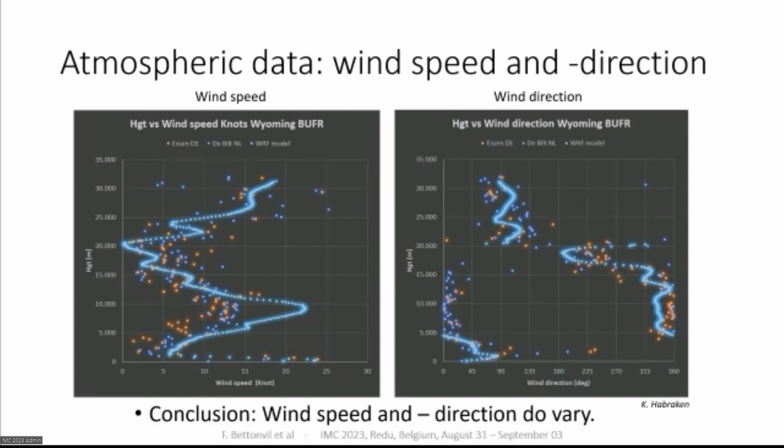So you see the dots are measurements. The blue one is the WRF model run by the DFN network. And what you especially see is that they compute a higher wind component at about 10 kilometers. That's where normally the jet streams are, and the sounding stations, they don't compute that. That's the main difference. For the rest, it is pretty much the same, I would say.